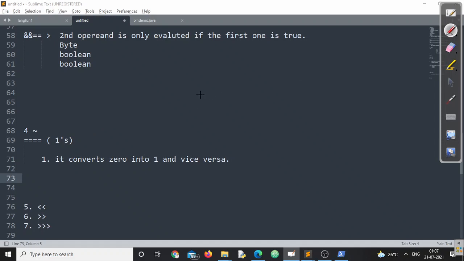Suppose I am trying to find out the ones complement of 4. Before going through this, we have to make sure how 4 is represented in memory, so that we can understand how to use this complement operator. How 4 is stored in memory, you know. If I go for 4, I'll be writing 1 0 0.